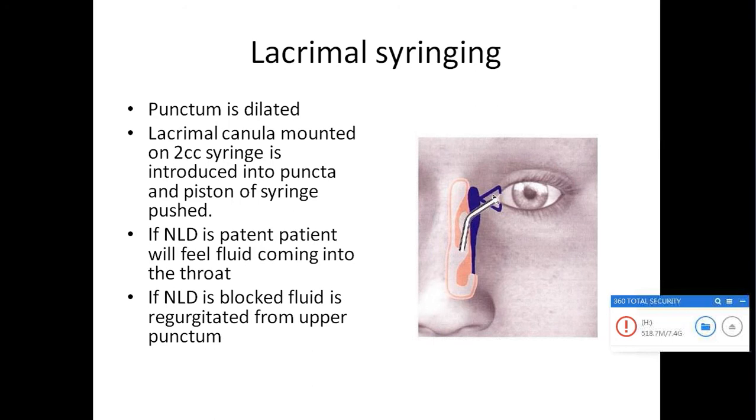If there is any obstruction to the nasolacrimal duct here, what will happen? The fluid which you inject here will come down into the sac and come up again. It will be regurgitated from the upper puncta. Then the lacrimal syringing is said to be negative.